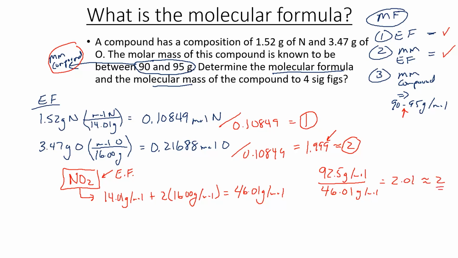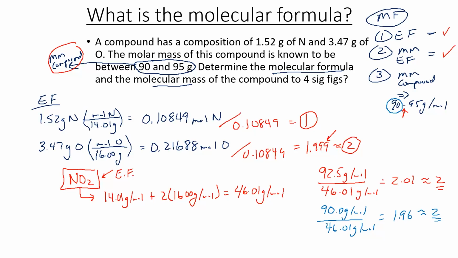Now let's say you didn't go middle of the road here in terms of the molar mass, but chose the lower end of the molar mass range, which is 90 grams per mole. We can take that number and divide it by 46.01 grams per mole. And in this case, it will give us something like 1.96, which again is fairly close to 2 in this case as well.